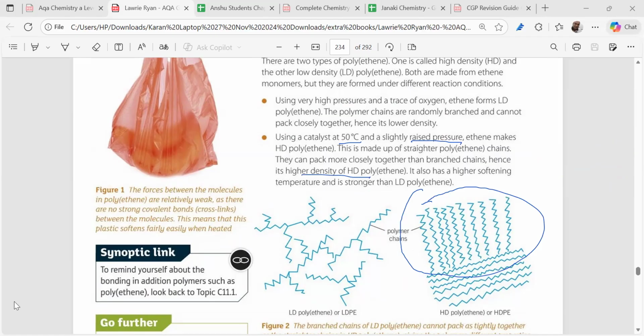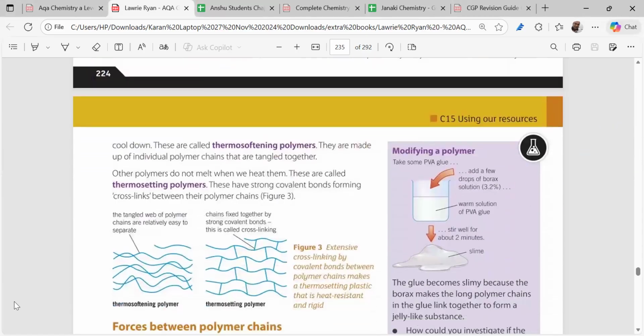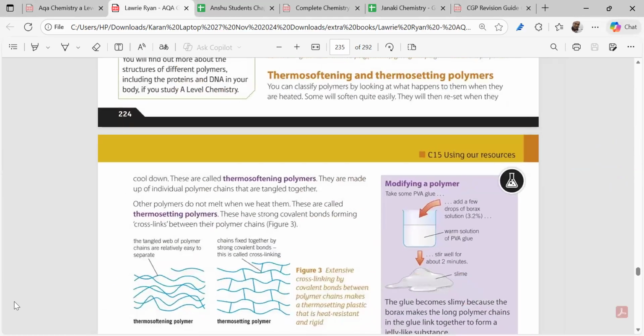Clear, everybody? Now, as an examiner, I'm requesting you, don't try to compare. I'm telling you, it is devastating. Many brilliant students who want to learn chemistry more try to compare. No, never compare thermosoftening and thermosetting. This is a separate kind of approach we have to take.